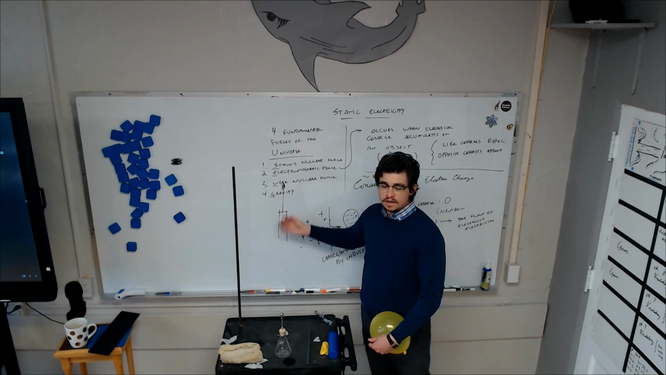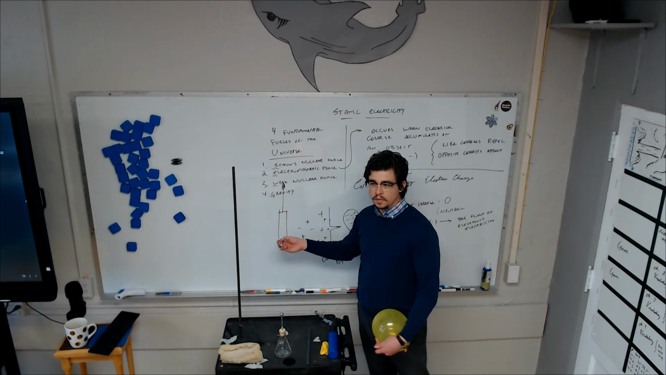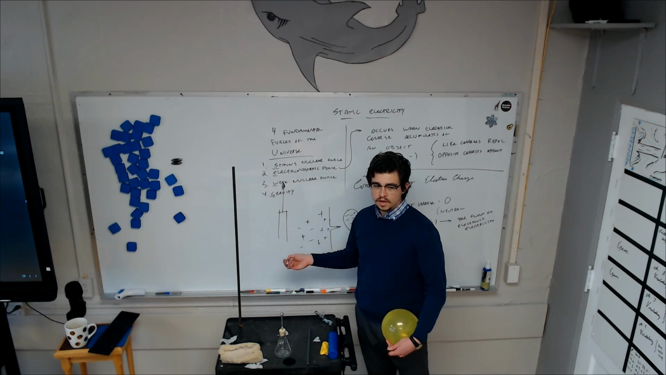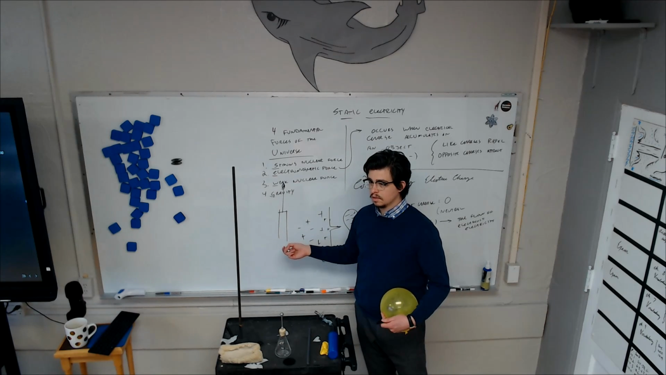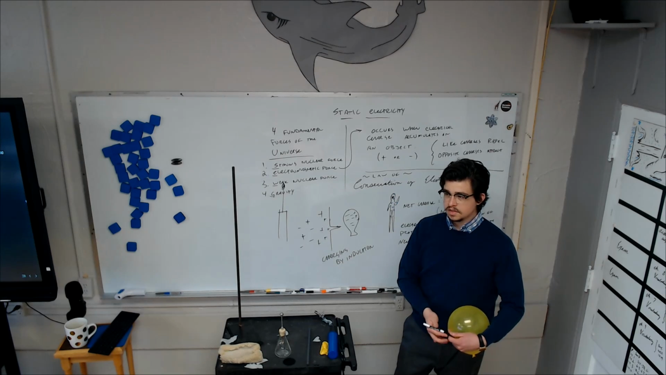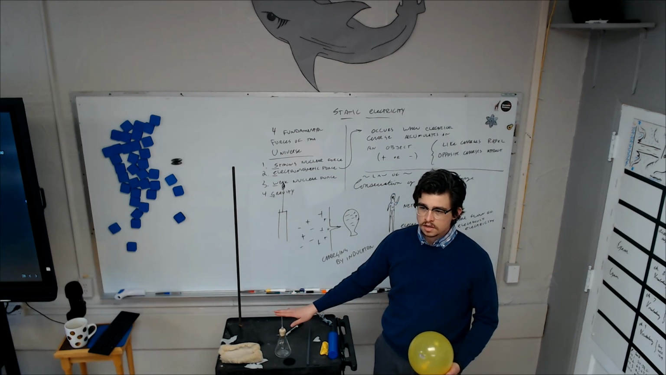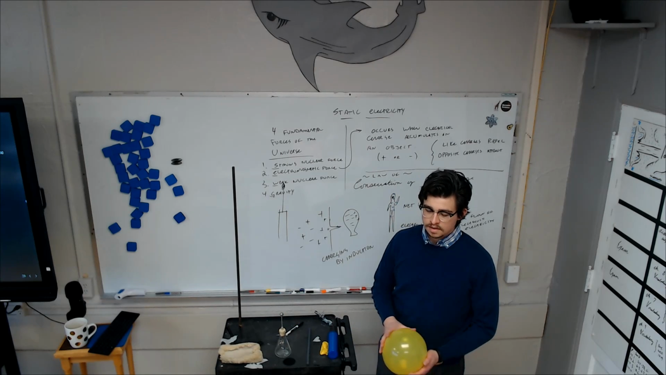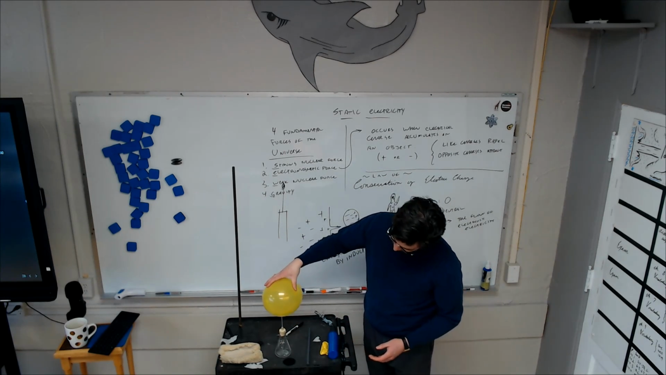So if it's a negative charge, what will these leaves become? They'll both be negative, and so what will they do? They'll repel. And if it's a positive charge, what will they both do? They're both positive, they'll still repel. So it doesn't tell you whether the charge is positive or negative, it just tells you if there is an electric charge. Right now, nothing's happening. Can you see that nothing's happening?